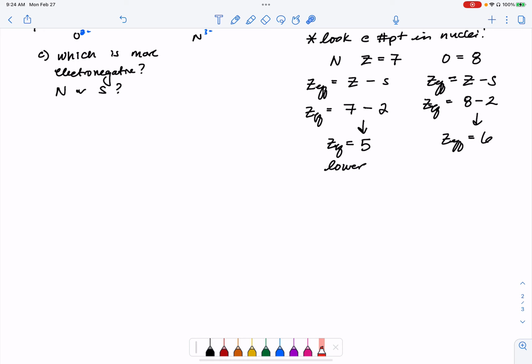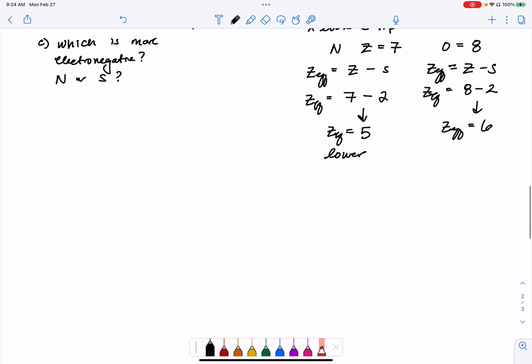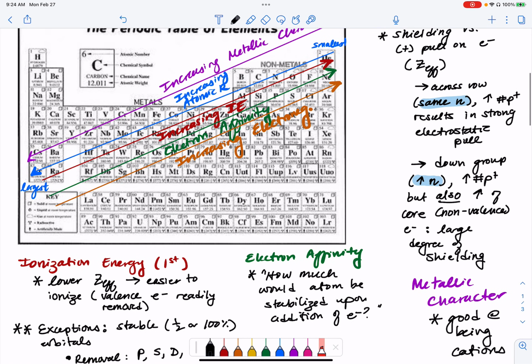Okay, C down here, which is more electronegative, nitrogen or sulfur? So again, electronegativity is similar to this idea of how strong we pull on electrons. The only difference is it's not how strong these atoms pull on their own valence electrons, but how well they're able to pull on electrons that surround them from other atoms as well. So in order to answer this question, I think we should look at both our effective nuclear charges and our electron configurations. So let's go back up to nitrogen.